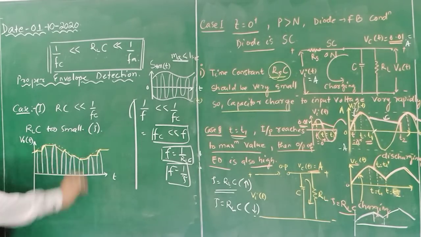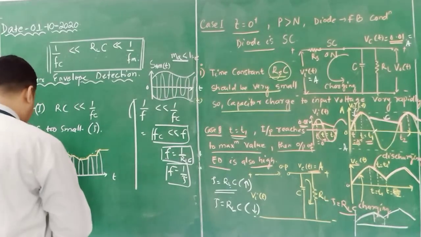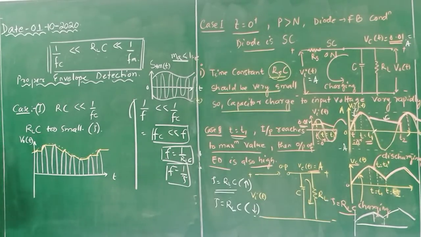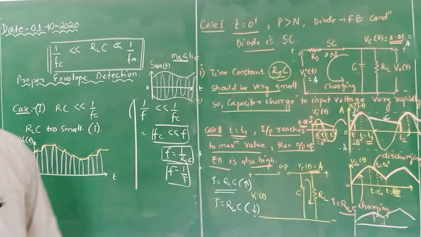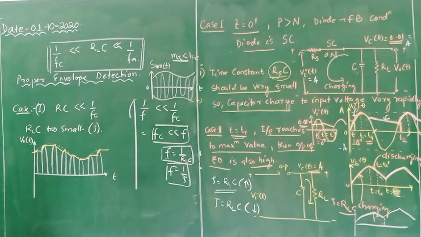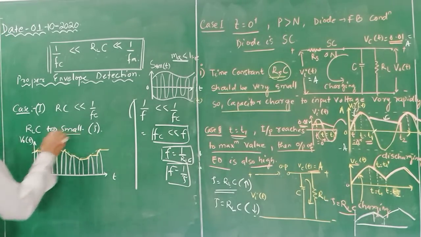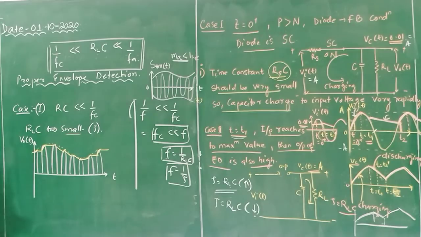Similarly, this yellow line is called an envelope. Now, if the time constant, the RC component, is too small, it will take the higher frequency component and you will get the maximum point over here. So this is the particular time period through which it will identify the discharging time.